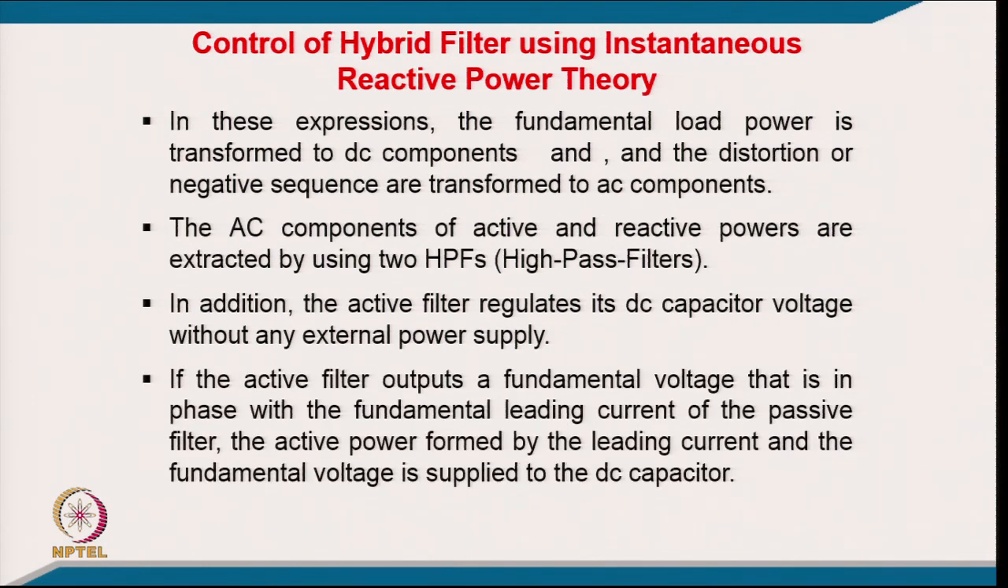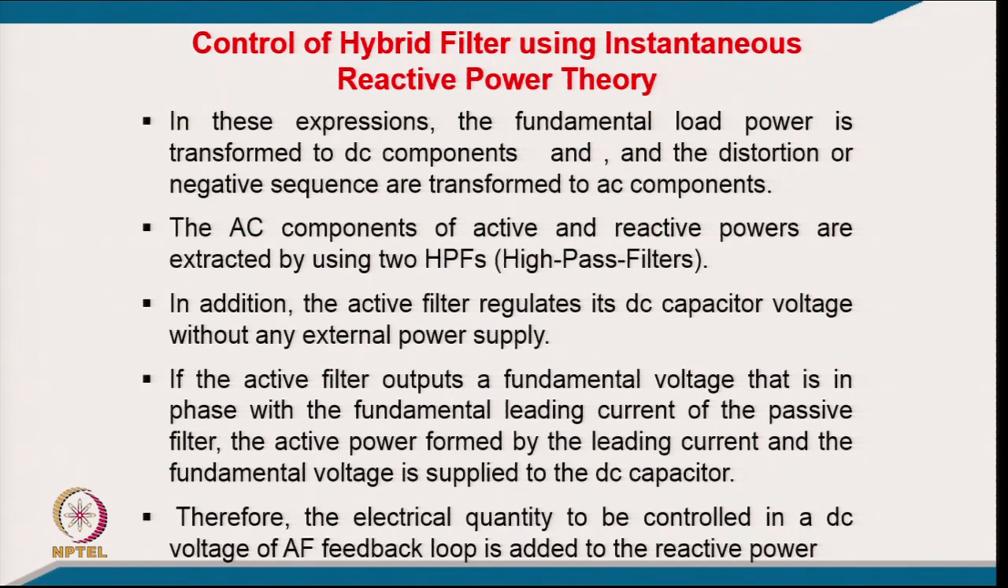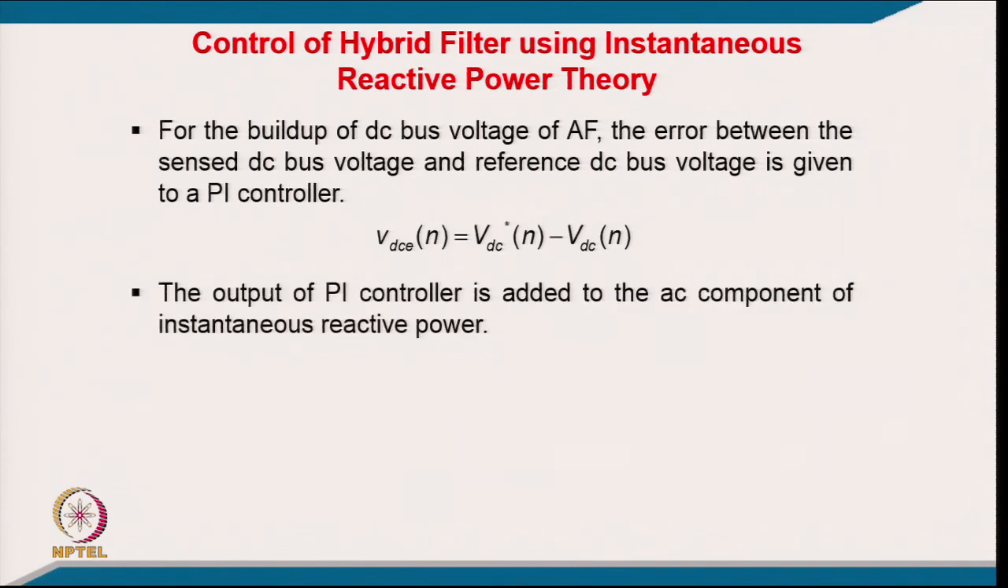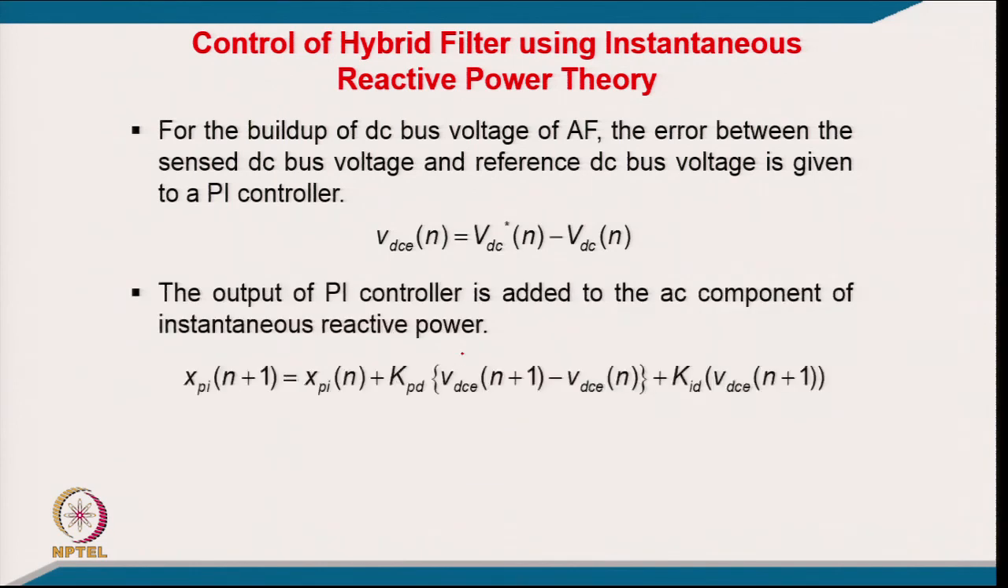So, if the active power filter outputs a fundamental voltage that is in phase with the fundamental leading current of the passive filter, the active power formed by the leading current and the fundamental voltage is supplied to the DC capacitor. Therefore, the electrical quantity to be controlled in the DC voltage feedback loop of the active filter is added to the reactive power. For building up the DC voltage of the active power filter, the error between the sensed DC voltage and the reference DC voltage is given to a PI controller, and the output of the PI controller is added to the AC component of the instantaneous power.